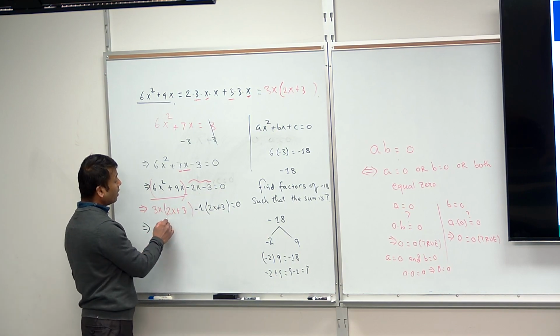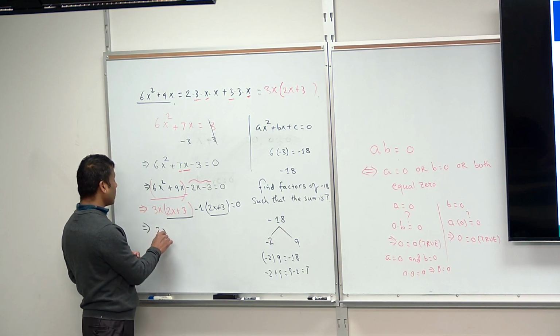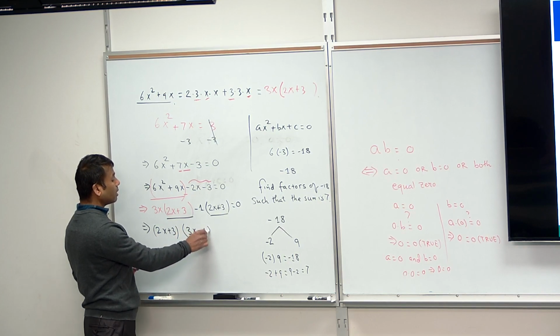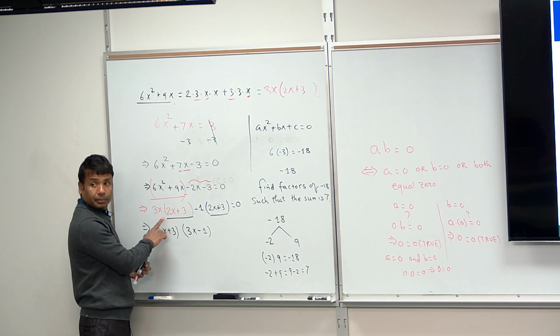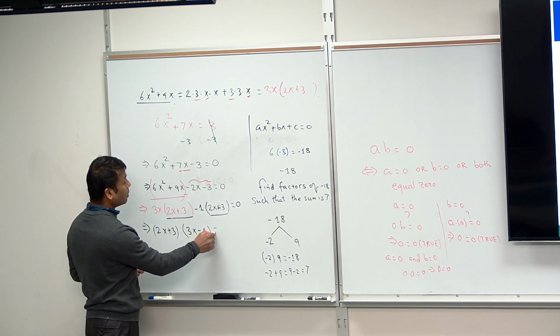Now look here. What can you factor out? This 2x plus 3 and this 2x plus 3 are common. So you factor out 2x plus 3, and what is left inside the parenthesis is 3x minus 1. So we have 2x plus 3 times 3x minus 1 equal to 0.